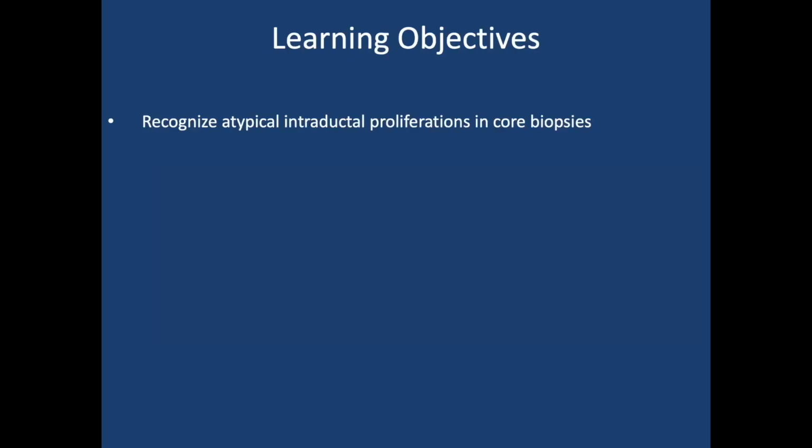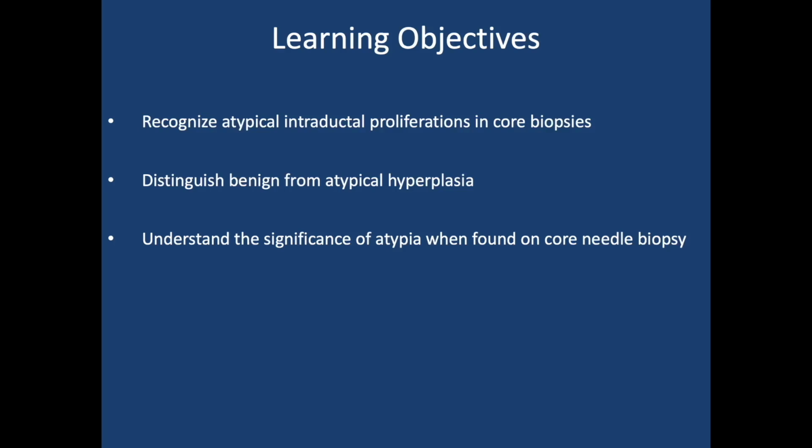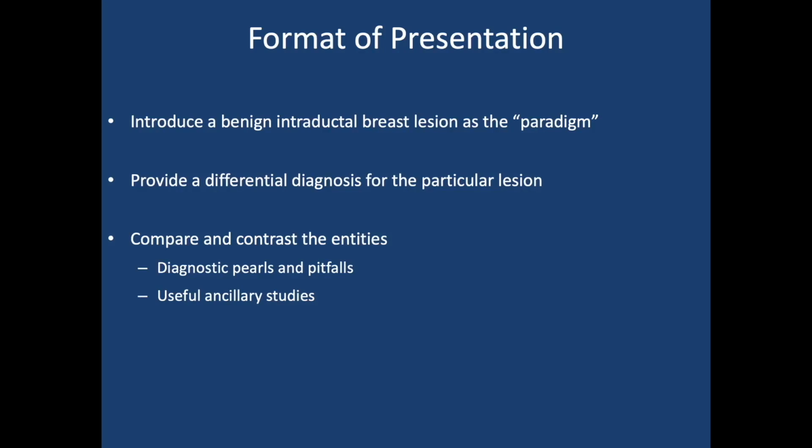So the learning objectives for us are going to be to recognize atypical intraductal proliferations in core biopsy specimens primarily. We'll look at things to distinguish benign from atypical hyperplasia, including ductal and lobular lesions. And we'll understand the significance of atypia when it's found at the time of core needle biopsy. This actually is a lot simpler than it's made out to sound. In a lot of cases, as we know, when atypia is found on a core biopsy, usually at least a conservative re-excision is made.